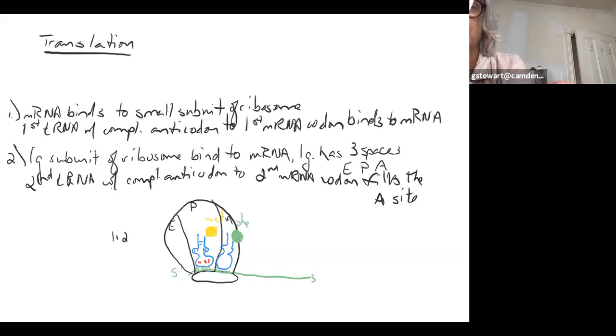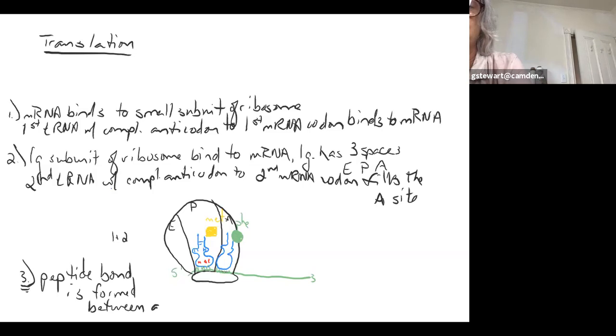All right. Next step, very important step. Step 3: peptide bond is formed between the amino acids. So this amino acid, the methionine, is going to be joined to the phenylalanine like this, that direction. I will draw it on another board here.